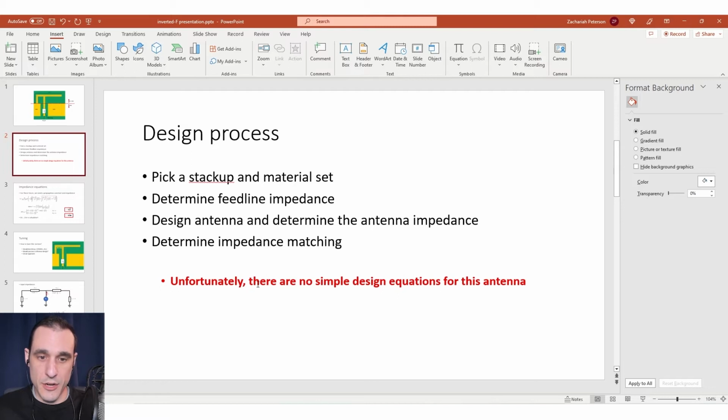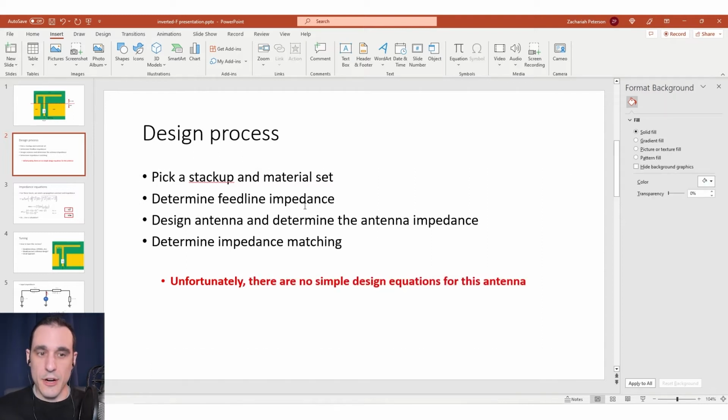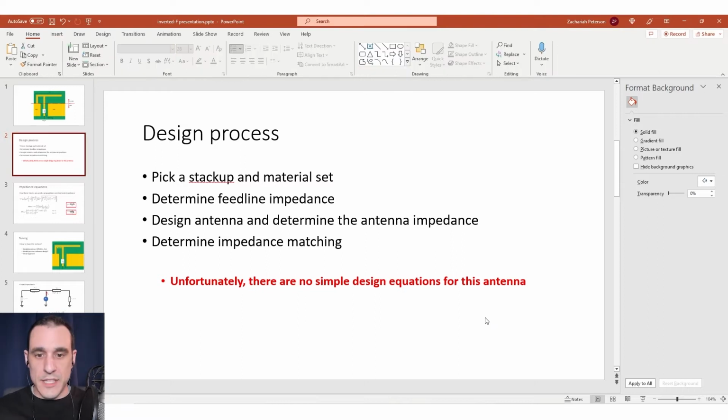So the challenge here is, as I said before, there are no simple closed form design equations for this antenna. There are little pieces that you can look at, but there is no single group of equations that tells you absolutely everything about this antenna, unfortunately. Now, let's take a look at what equations are available to deal with some of these design points.